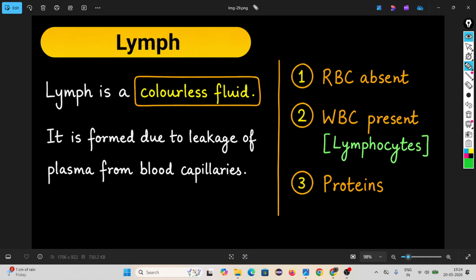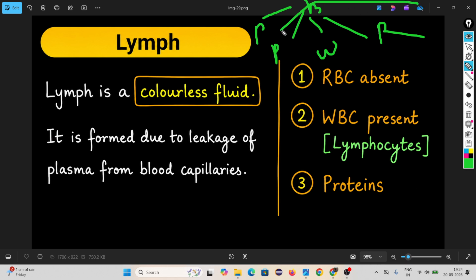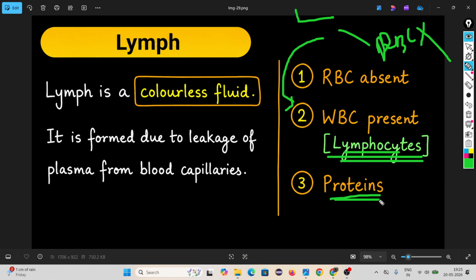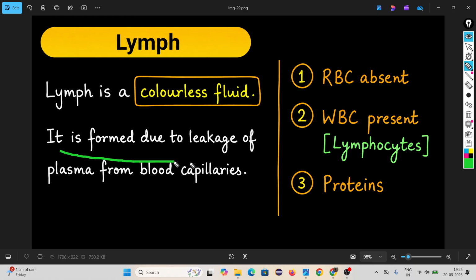In blood, how many cells are present? RBC, WBC, platelets, plasma. But in lymph, RBC is absent. WBC is present, lymphocytes being one example. Then they have different types of protein. How is this lymph forming? It is formed due to leakage of plasma from blood capillaries. What does it mean? Plasma contains 70 to 95% water. Just a minute, what I am showing you.